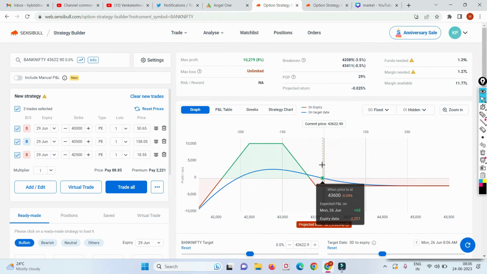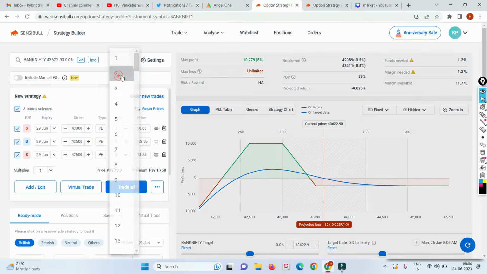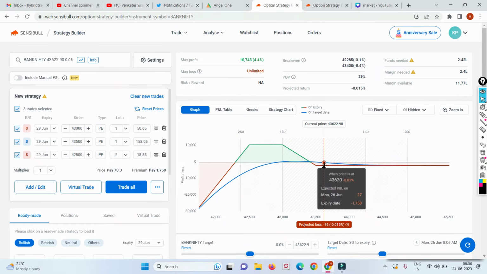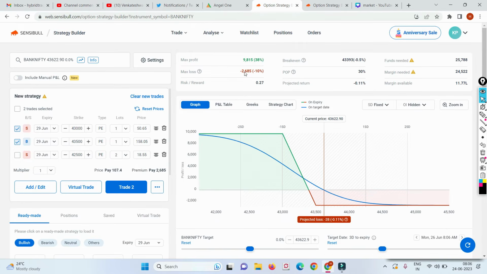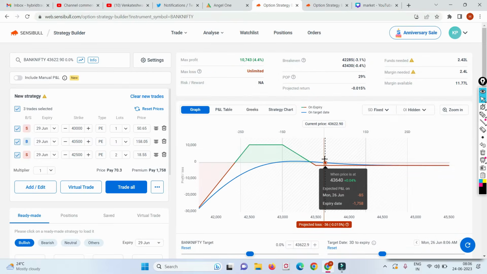If your view has changed, saying that the market will go up, and you sell this two, your loss will reduce further. Your loss has come from 2685 to almost 1785. It all depends on your view.